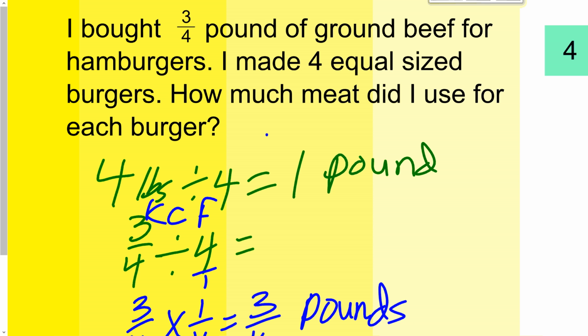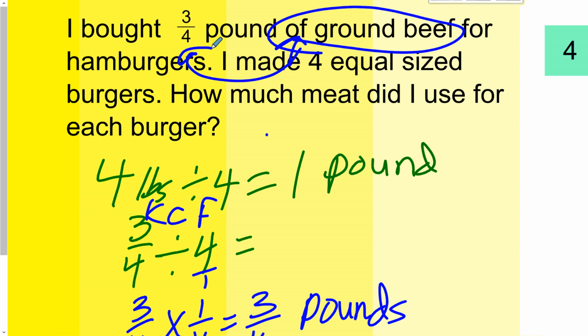And if we look at this other problem, I don't have the word "of." Now it does say I bought 3/4 pound of ground beef, but this "of" is really referring back to my 3/4 of a pound. It's not telling me 3/4 of the whatever. It's saying of ground beef. That's what I have. Then it said I took 4 equal size pieces. So I'm not going to do multiplication on this one.